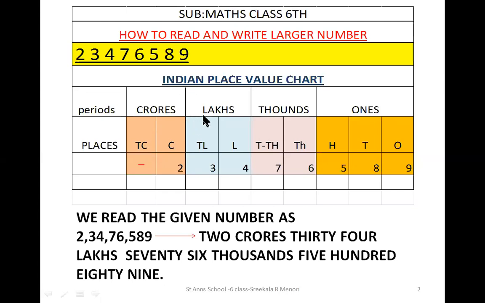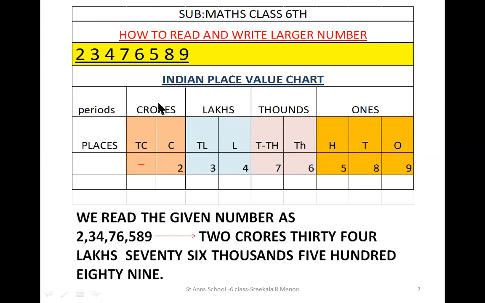I repeat, the first 3 places form the ones period. The next 2 places form the thousands period. The next 2 places form the lakhs period. And the next 2 places form the crores period.